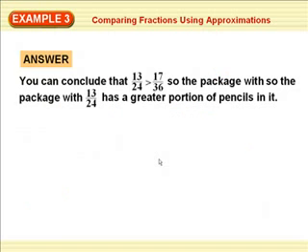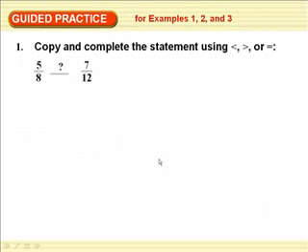Excuse me. All right. So let's take a look at some of the guided practice right here. First off, it says copy and complete the statement using greater than, less than, or equals. You have 5/8 and you have 7/12 right here. Now, the common denominator for 8 and 12, 24 can go into both of those. So let's rewrite this with a 24 on the bottom. That'd be times 3, so that would be 15. This would be times 2, so that would be 14 over 24. 15 is greater than 14, so that one would be greater.